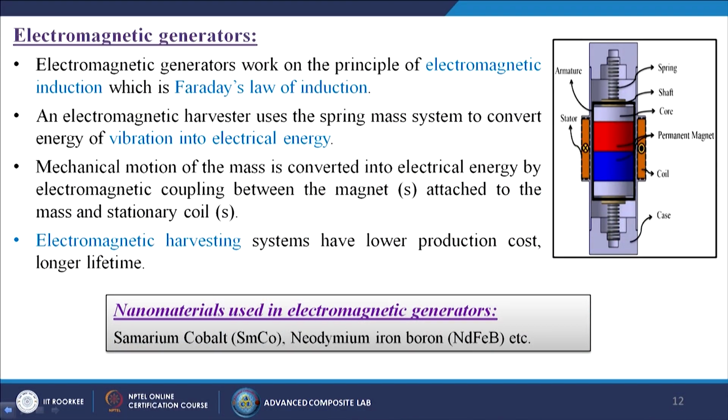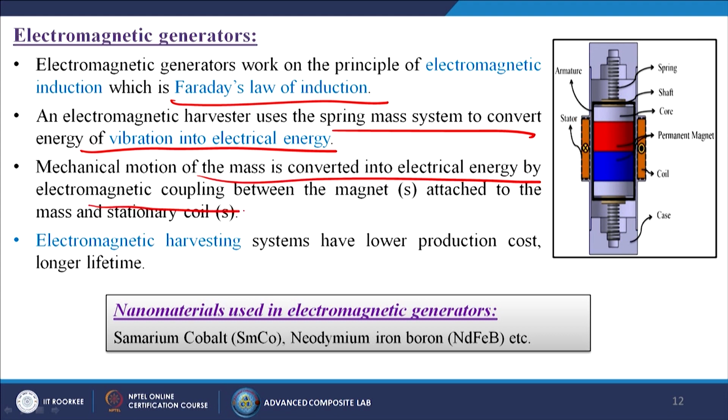Next one is the electromagnetic generators. If we are able to add some kind of nanomaterials in this technology, we can call it an electromagnetic nanogenerator also. Electromagnetic generators work on the principle of electromagnetic induction, which is based on Faraday's law of induction. An electromagnetic harvester uses a spring mass system to convert the energy of vibration into electrical energy. Mechanical motion of the mass is converted into electrical energy by electromagnetic coupling between the magnet attached to the mass and a stationary coil. Here we apply a permanent magnet and we have the coil, so we are generating a magnetic field.